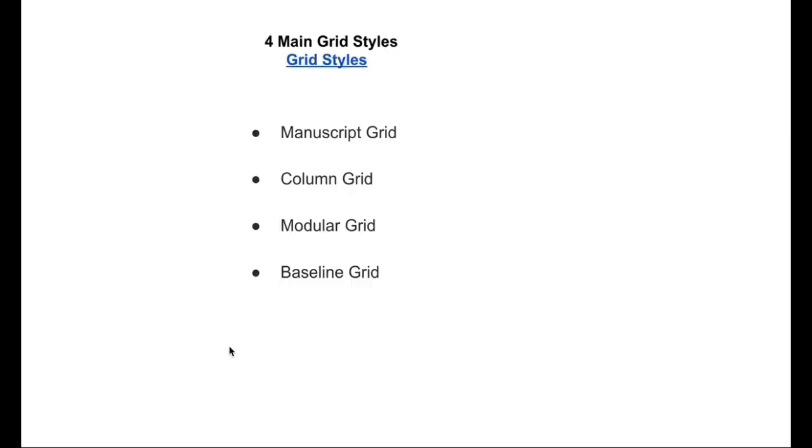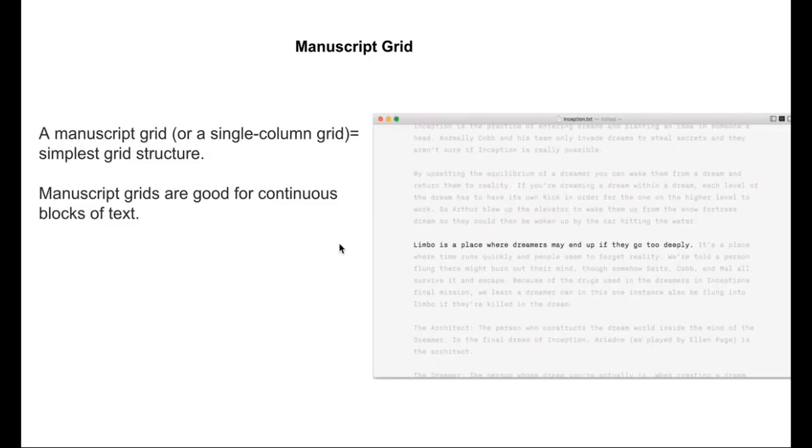There are four main grid styles. I suggest clicking on this link here. It's going to dive into more detail. Here we're going to discuss manuscript grid, column grid, modular grid, and baseline grid. Here's an example of a manuscript grid. A manuscript grid, or a single column grid, is the simplest grid structure. It's great for continuous blocks of text. If you look here, you can type whatever you want in there and it stays organized in one distinct location for all your text.